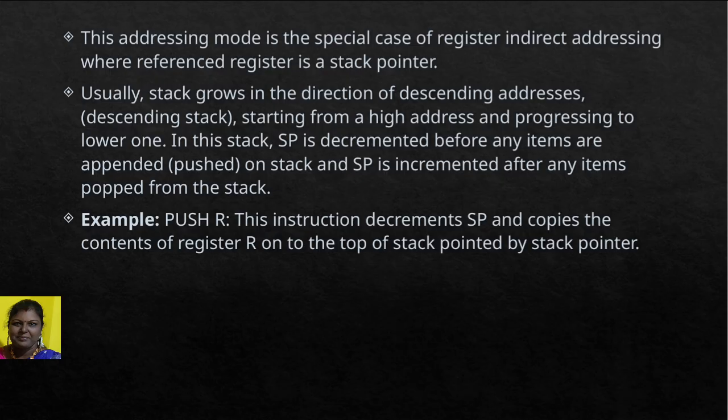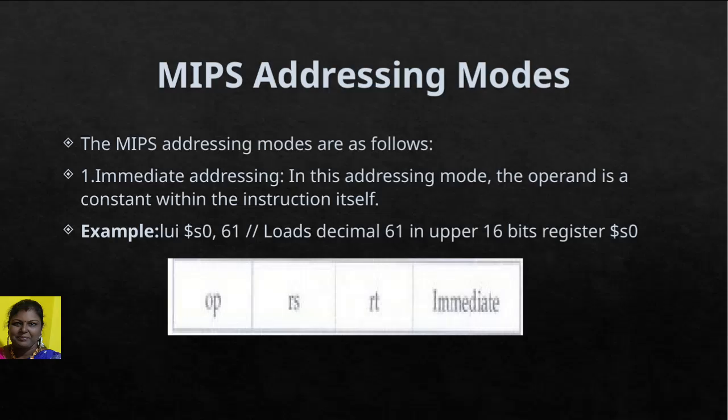Let's talk about MIPS addressing modes, starting with immediate addressing. Here, the operand, the data we want, is actually part of the instruction itself. It's a constant value baked right in. For example, the instruction LUI S0, 61 loads the number 61 directly into the upper 16 bits of the register S0. This mode is straightforward and efficient when you know the exact value you need at compile time.